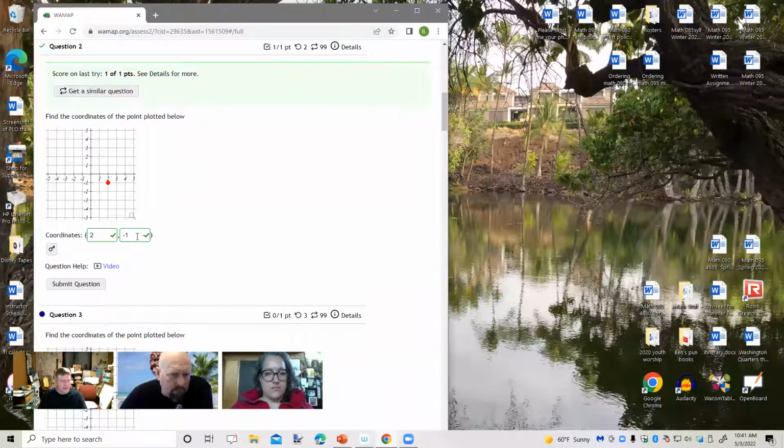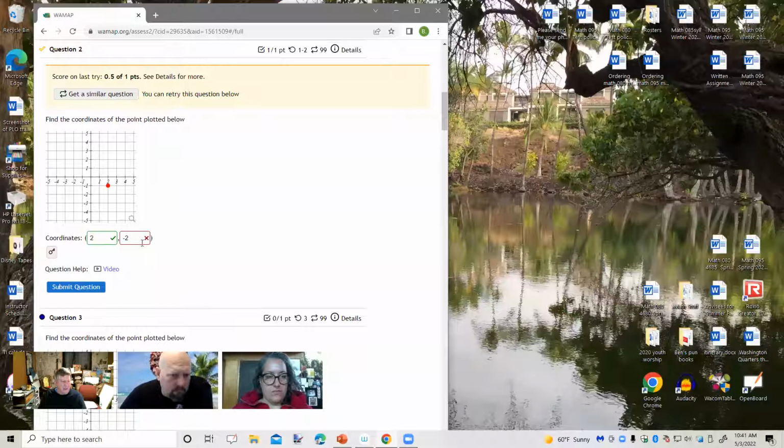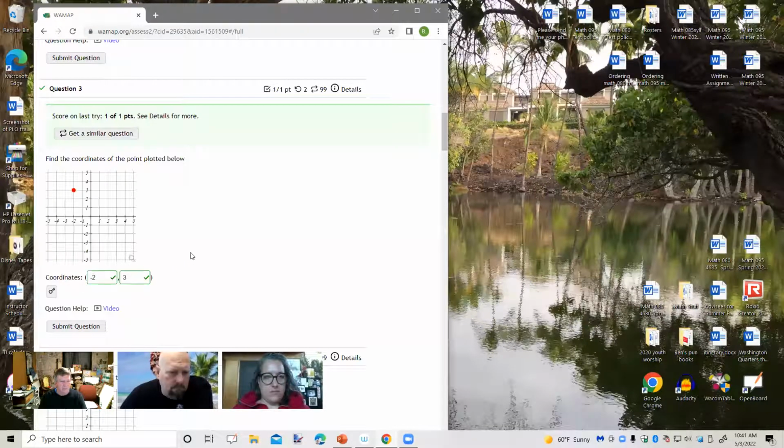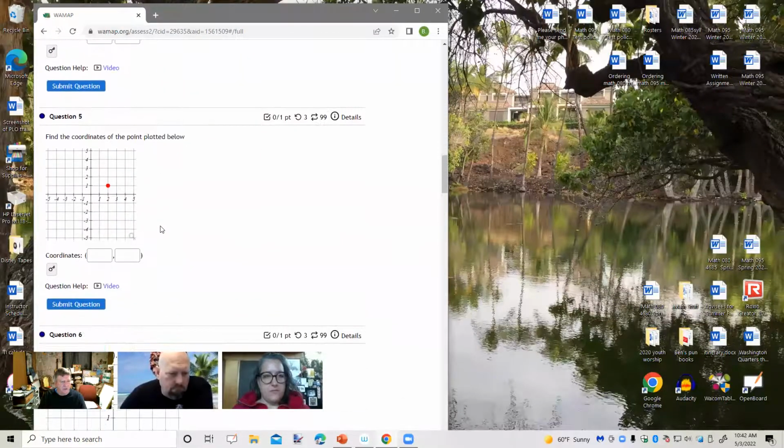Let's see what happens if we make this wrong. Oh, this is okay. Let's see what it says. So it tells me which part of the coordinate is incorrect. So that's good. I can go back and correct it. All right. This is basically the same thing. The X value is -2. The Y value is 3. Any questions there? All right, so here's more of the same kind of question.